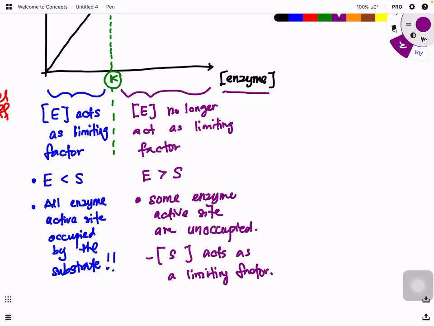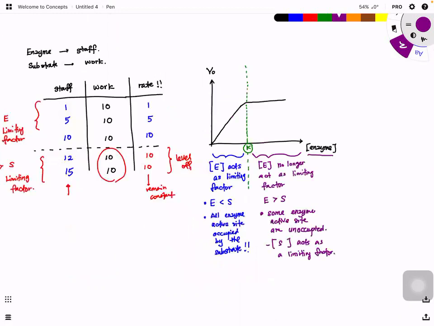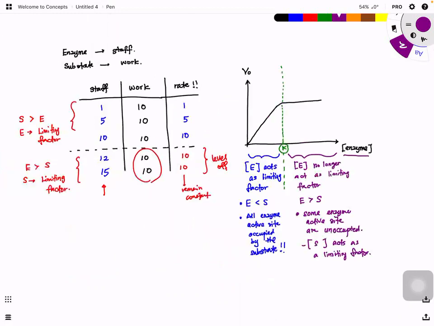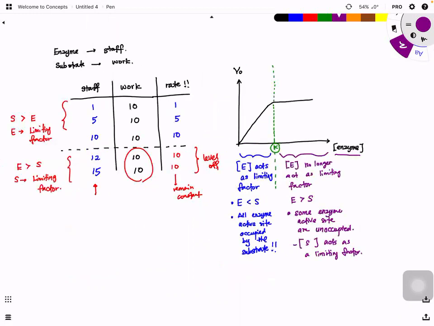Okay, so you can copy down for this. How you explain the graph. So be careful, it is the initial rate of reactions versus enzyme concentrations. Are you clear? Okay, done for this part.